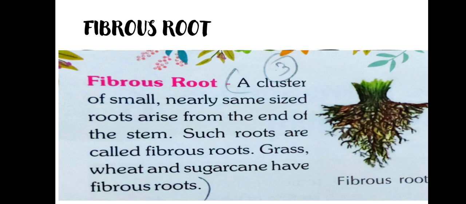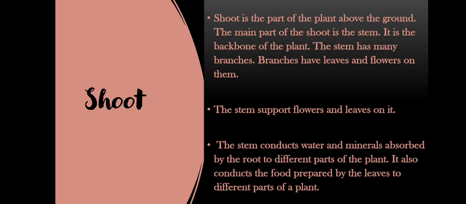Now the second part of the plant is shoot. So we will discuss shoot. Shoot is the part of the plant above the ground. The main part of the shoot is the stem.